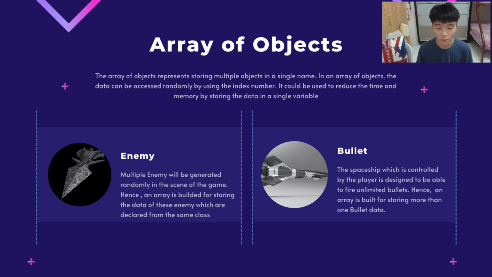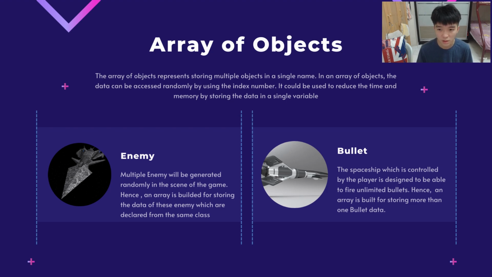The array of objects means storing multiple objects under a single name. The data can be accessed randomly by using the index number. It can be used to reduce time and memory by storing the data in a single variable. For example, enemies: multiple enemies will be generated randomly on the game screen. Hence, an enemy array is built for storing the data of these enemies, which are declared from the same class.